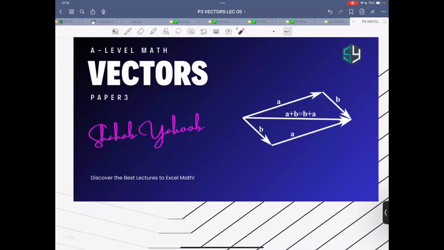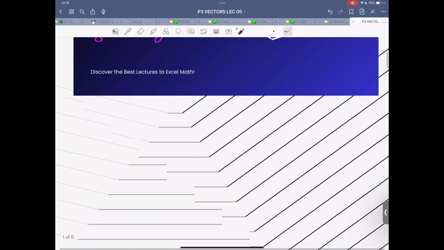Now, in today's class, we would be focusing on some important concepts of vectors, as part of Paper 3, that is Pure Mathematics, Paper 3, which is known as P3. Now, vectors is a very, very important topic.